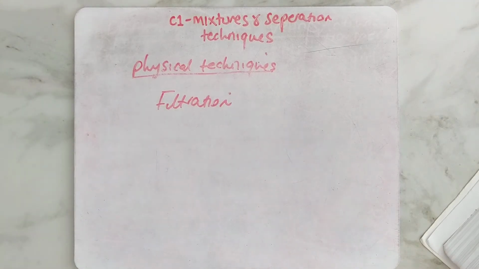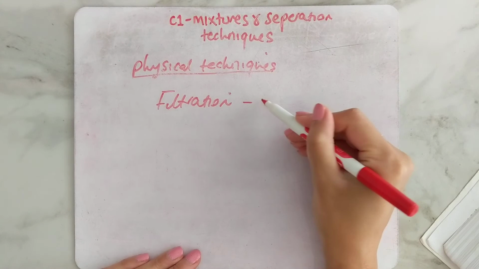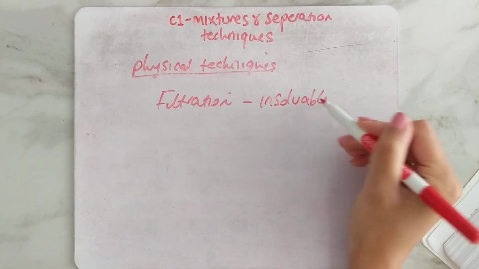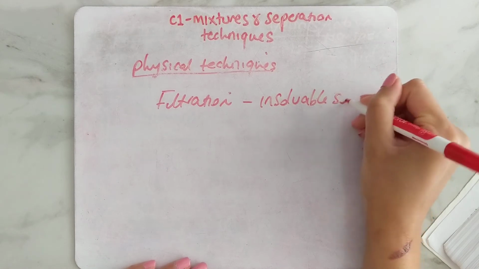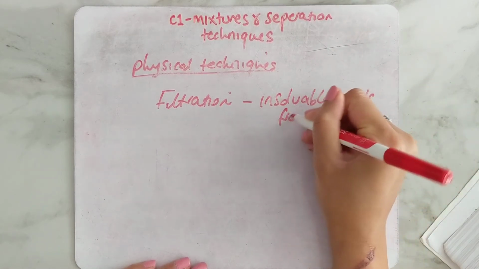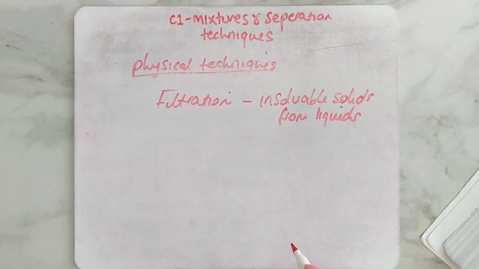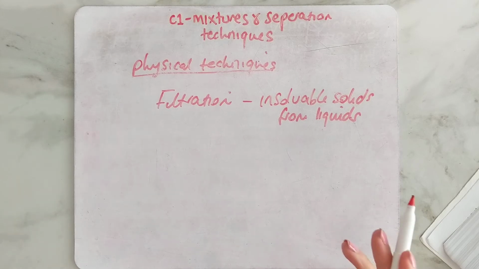And what this does, it separates out insoluble solids from liquids. So for example, you can separate out rocks and salt and sand using filter paper.